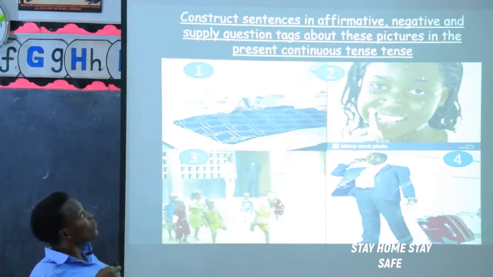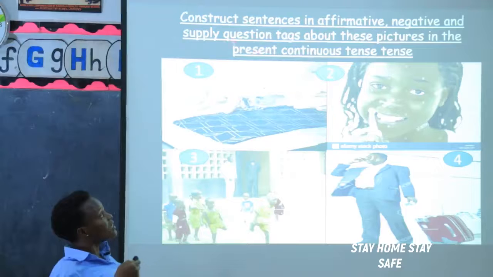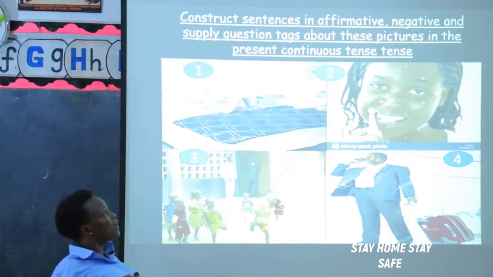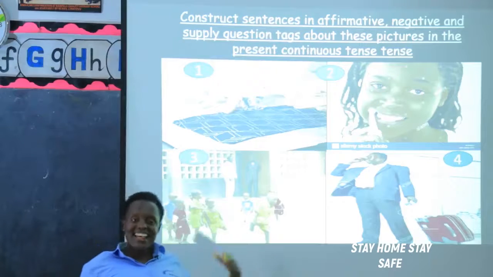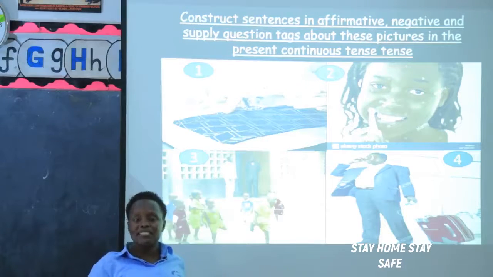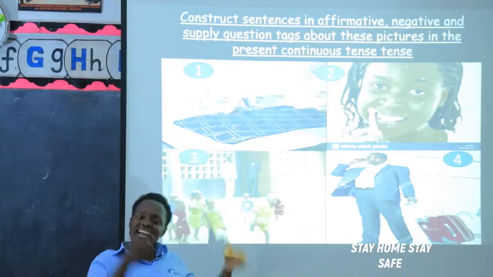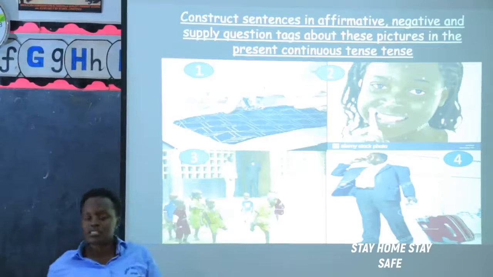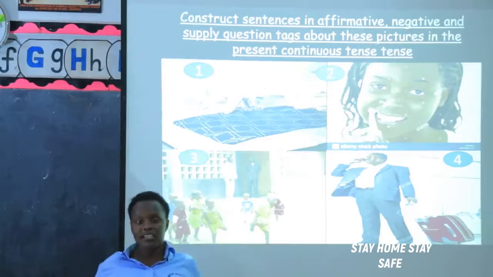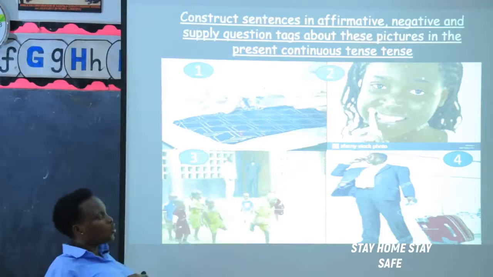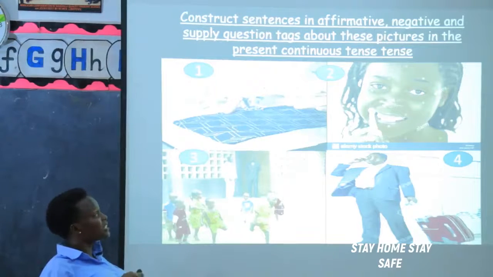Then I also said supply question tags on these pictures. So when you say he is sewing a dress, we supply a question tag. Remember that the last time we said negative statements take affirmative question tags, while affirmative statements take negative question tags.